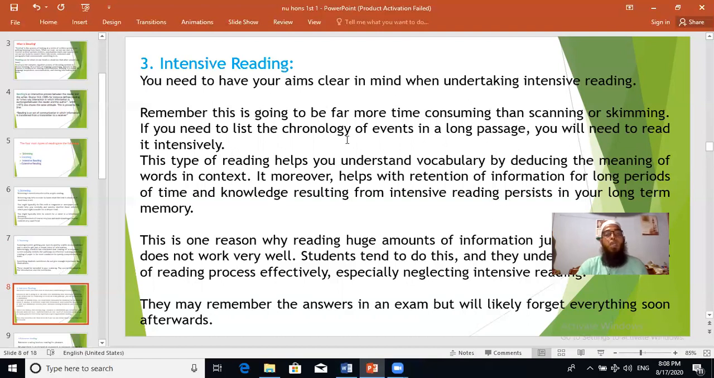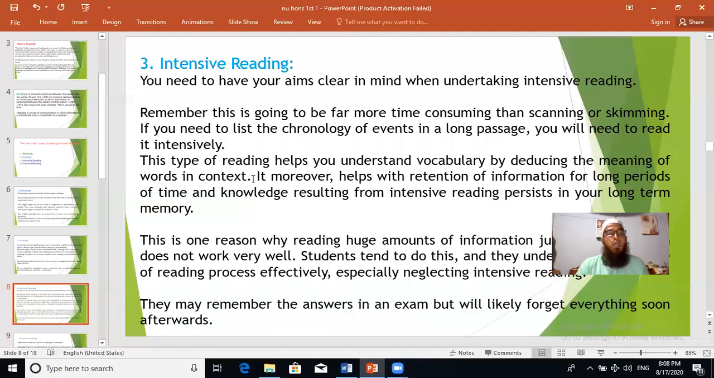For example, you are reading a story or passage and there are a lot of events and you want to make a chronology of those events. I mean, sequentially, you would like to arrange them, mentioning the time of those events. At the time, you need to read intensively.